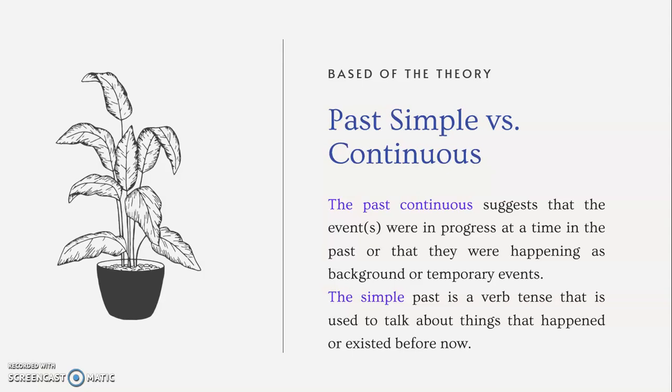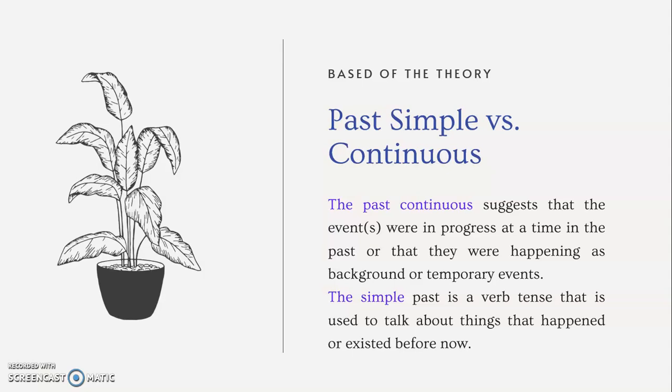Let's talk about the theory: past simple versus past continuous, or past simple versus past progressive. The past continuous suggests that the events were in progress at a time in the past or that they were happening as background or temporary events. And then the simple past is a verb tense that is used to talk about things that happened or existed before now.